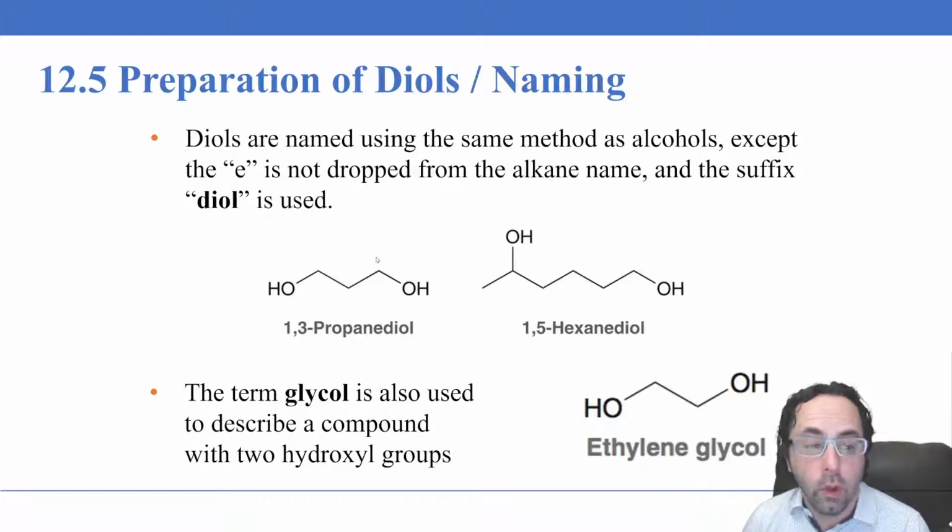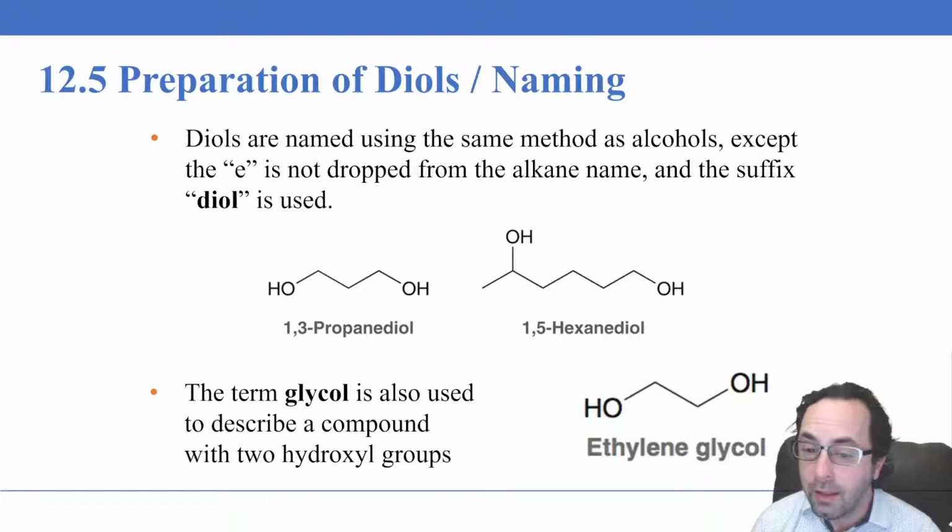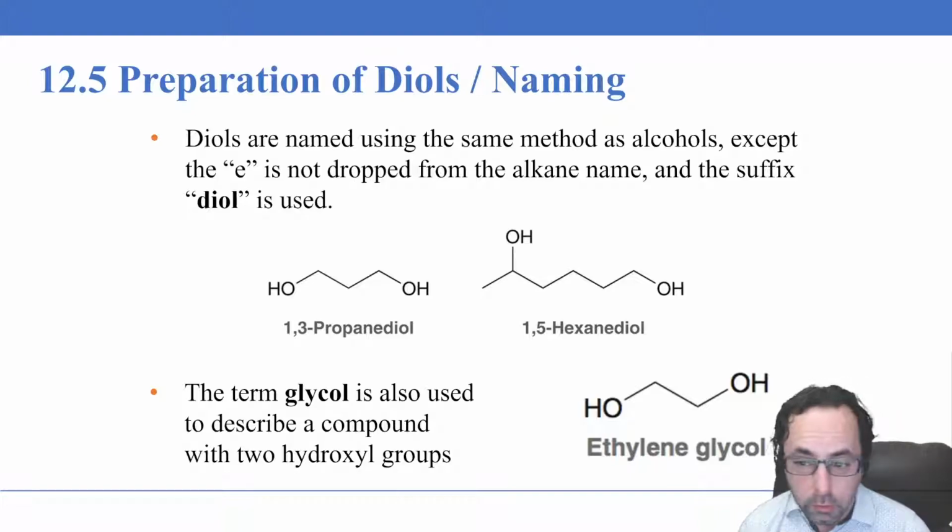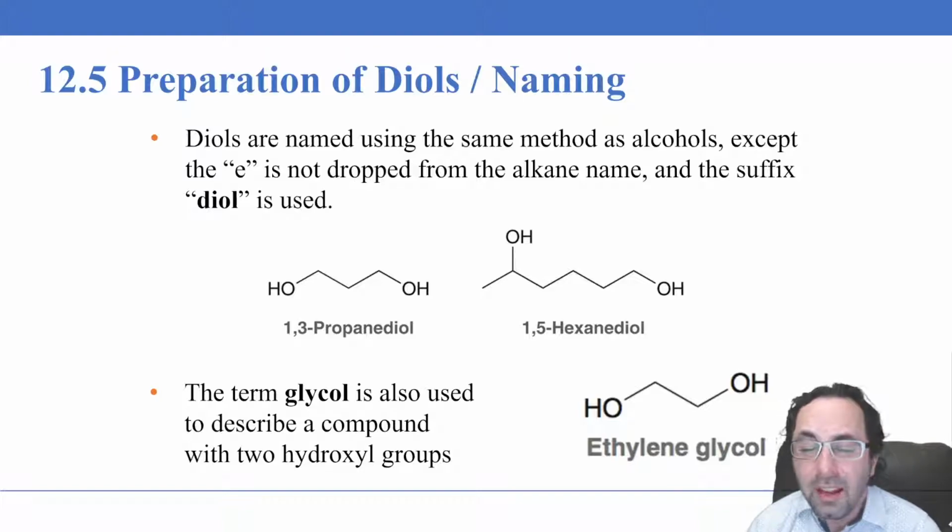Diols, in terms of nomenclature, we haven't named diols yet. So it's relatively simple. If you have two alcohol groups, instead of ending the name with ol, you're going to end it with diol. And what's going to come before that will be a little bit different too. So here we have an example.